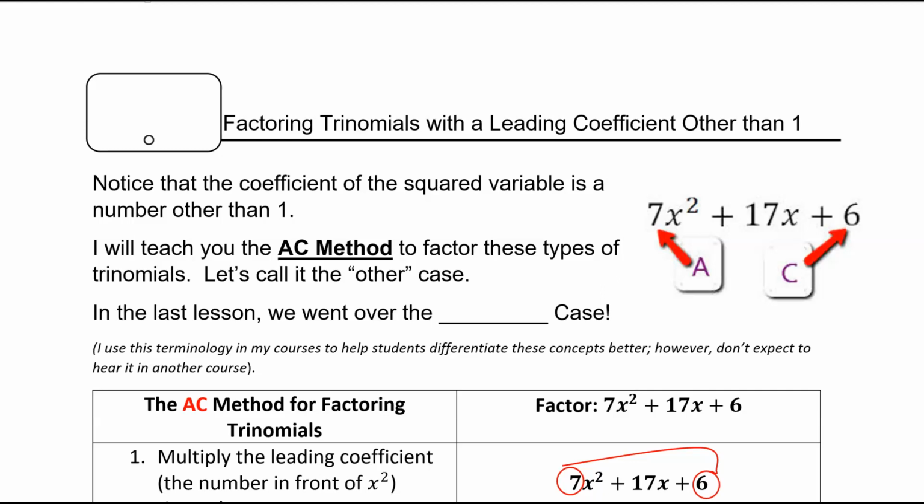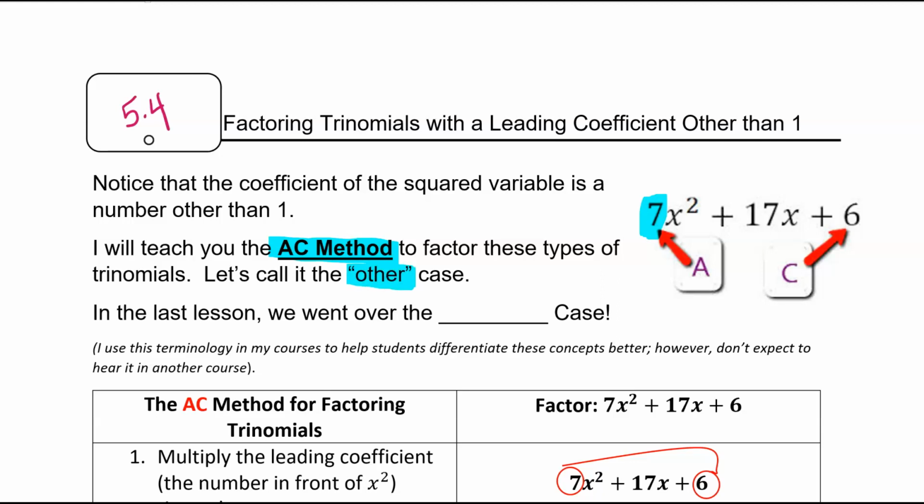Alright, in this lesson, you're going to learn how to factor trinomials with a leading coefficient other than 1. So notice that the coefficient of the square variable is a number other than 1, and I'm referring to this 7 right here. I'm going to teach you the AC method to factor these types of trinomials, and we're going to call it the other case.